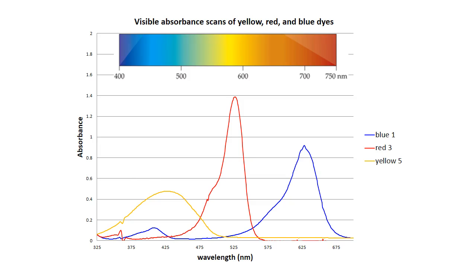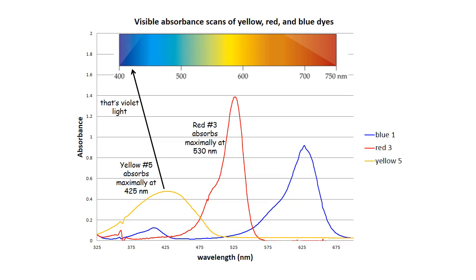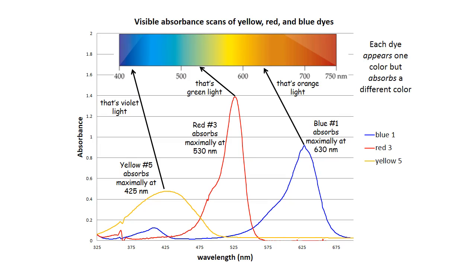So if we look at that, yellow number 5 absorbs maximally at 425 nanometers. That's violet light. Red number 3 absorbs maximally at 530 nanometers. That's green light. And blue number 1 absorbs maximally at 630 nanometers. That's orange light. Now if we relate how blue relates to orange and how red relates to green and how yellow relates to violet or purple, they are complementary colors. Okay, so each dye appears one color but absorbs a different color.